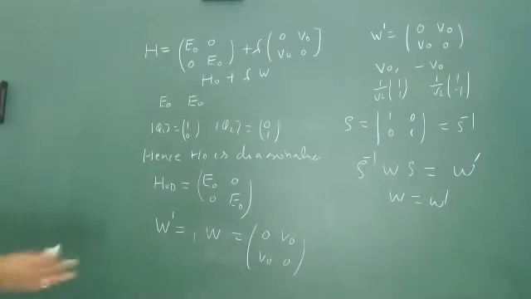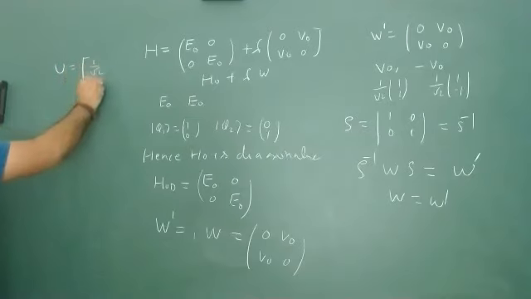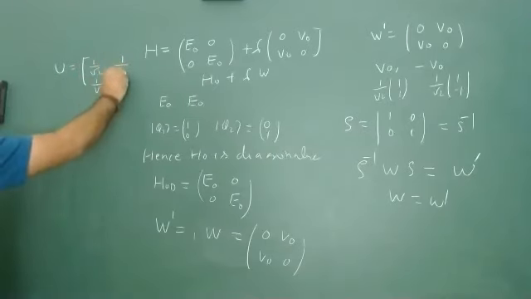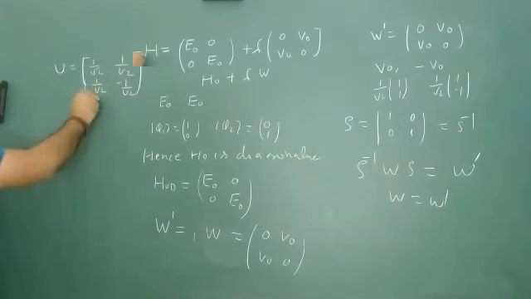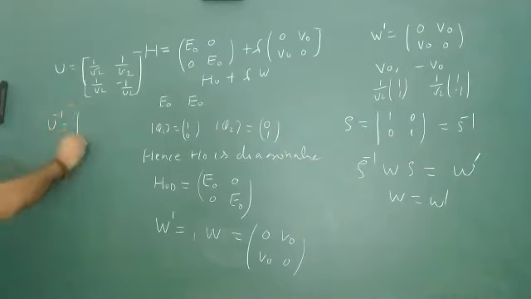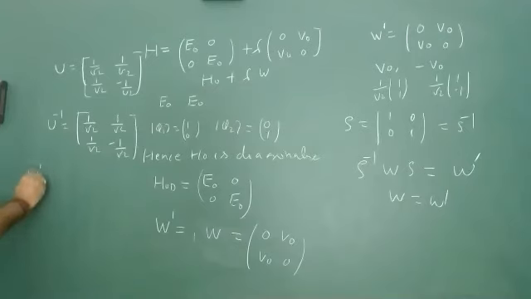And so we will construct a U matrix. That U matrix is a 2 cross 2 matrix. I will write 1 by root 2, 1 by root 2, 1 by root 2, minus 1 by root 2. And what will be U inverse? U inverse will remain the same, that is 1 by root 2, 1 by root 2, 1 by root 2, minus 1 by root 2. What we have to do is just diagonalize W dash. D is nothing but U inverse W U.